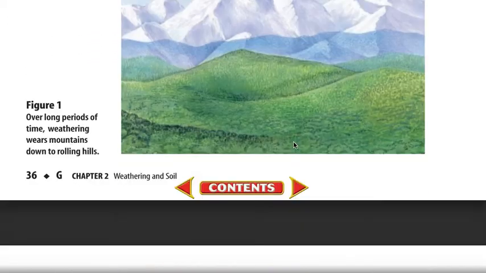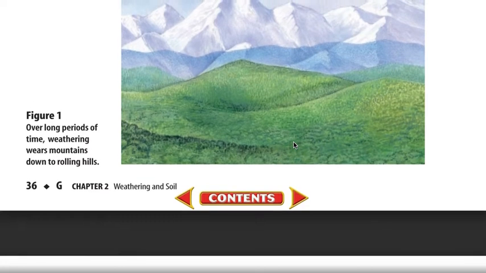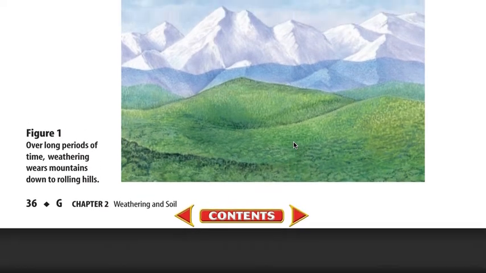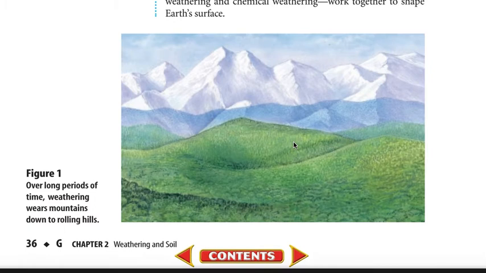Figure 1. Over long periods of time, weathering wears mountains down to rolling hills. Compare the Rocky Mountains to the Appalachian Mountains. The Rockies in the west are younger mountains. Here in the east, the Appalachian Mountains are much older and have had more time to weather down.